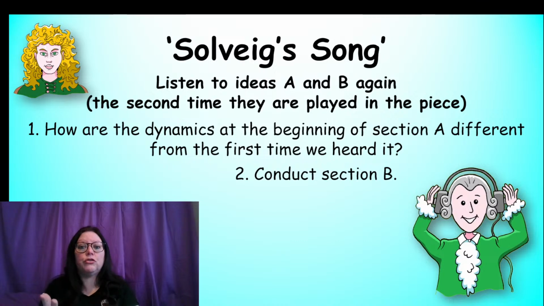So we've looked at structure, we've looked at dynamics, we know about our dynamics, we've looked at new keywords, introduction, coda, structure. We've recapped things like allegretto and conducting in 3. You've covered a lot of things within our Peer Gynt topic, but we are at the end. It is the end of our Peer Gynt story.